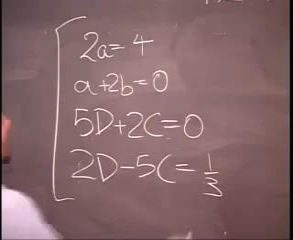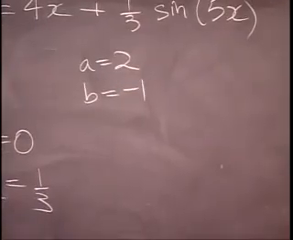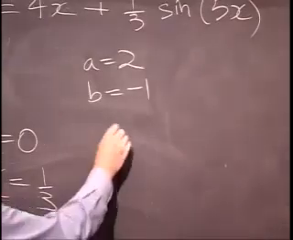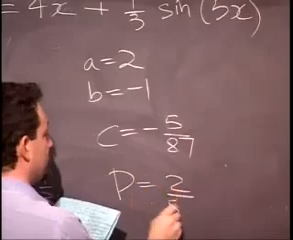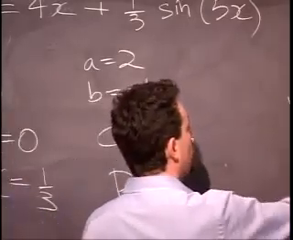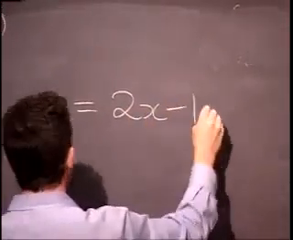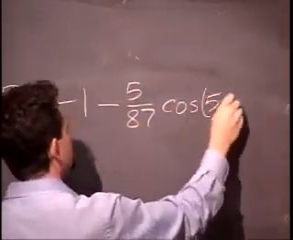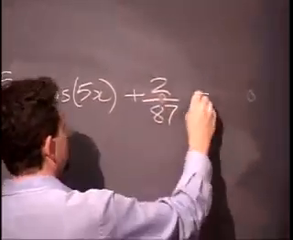So if you work this out, a equals 2, b is equal to minus 1, and unfortunately these don't work out so nicely. I believe, if I'm not mistaken, that c works out to be minus 5/87, and d is equal to 2/87. So the particular solution, yp, is equal to ax plus b, so it's 2x minus 1, minus 5/87 cosine 5x, plus 2/87 sine 5x.